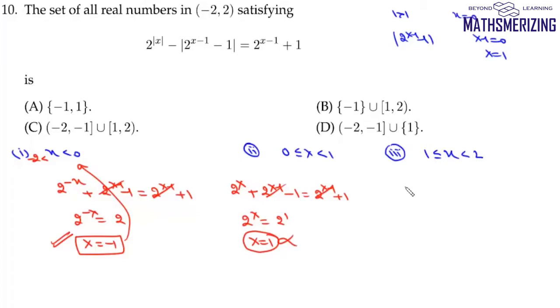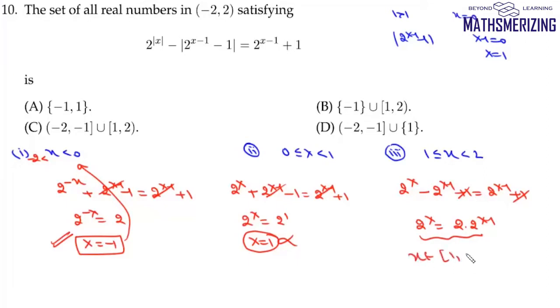And in the third case, we can write this as 2 to the power x minus 2 to the power x minus 1 plus 1, and it'll be 2 to the power x minus 1 plus 1. So here 1 and 1 will cancel, so we'll get 2 to the power x equals 2 into 2 to the power x minus 1, which is an identity. So that means this equation is true for all the values of x lying between 1 and 2. So all the solutions of this equation are either x is minus 1 or x lies between 1 and 2, where 1 is included and 2 is not included. And that's your option B.